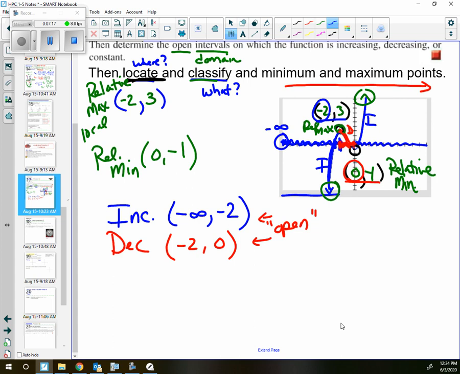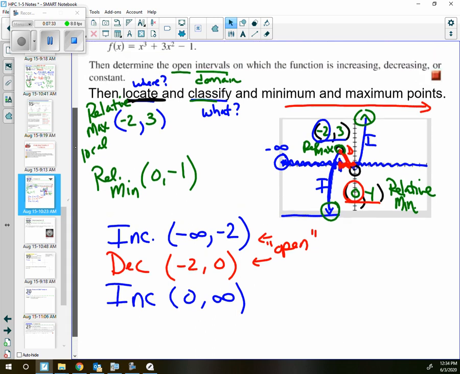And then what does the graph do? Well, starting at 0, it's going to be increasing. So this graph increases from 0 to infinity. Some people like to list it like I did, in order of what happened. Some people put both of the increasings together and then the decreasing. Doesn't matter as long as you have them all listed.